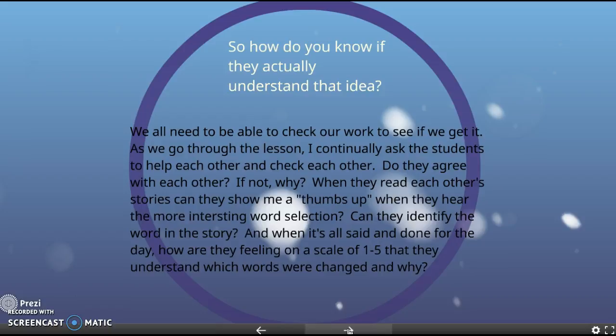When they read each other's stories, can they show me a thumbs up when they hear the more interesting word selection? Can they identify the word in the story? And we even go as far as to highlight that word. And when all is said and done for the day, how are they feeling on a scale of 1 to 5 that they understand which words were changed and why? 1, no, they need a new lesson. 5, they've got it and are excited to move on.